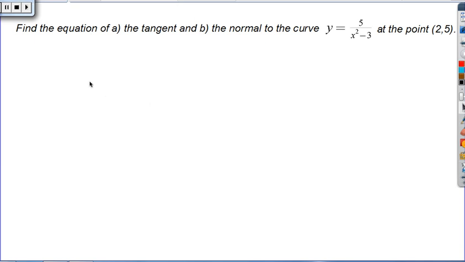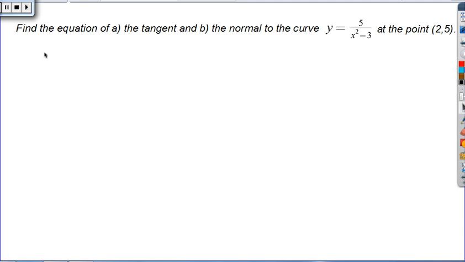In this video, I would like you to look at some problems to solve where your knowledge of how to differentiate a function of a function will be useful. For example, we need to find the equation of the tangent and the normal to the curve y equals 5 over x squared minus 3 at the point (2, 5).